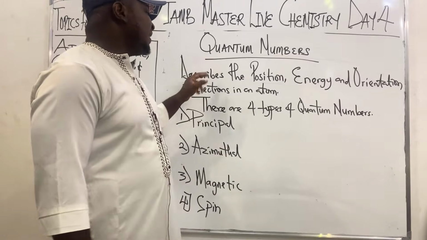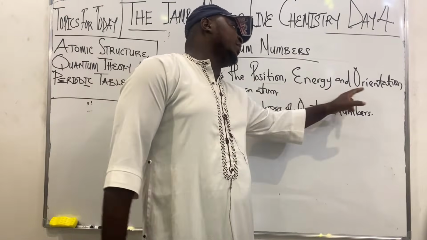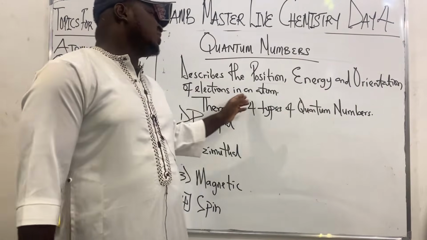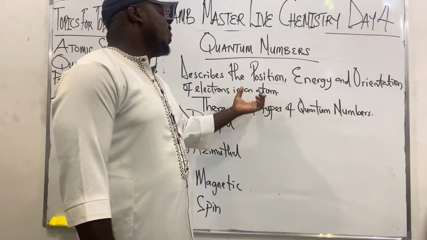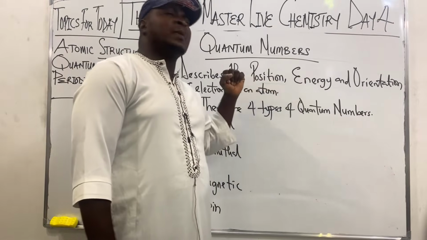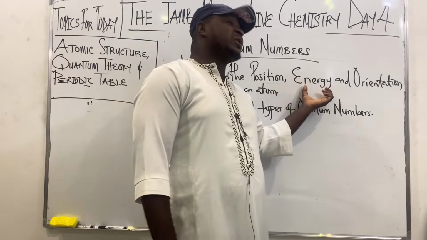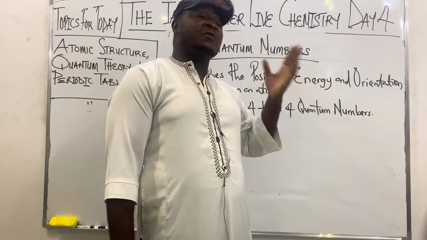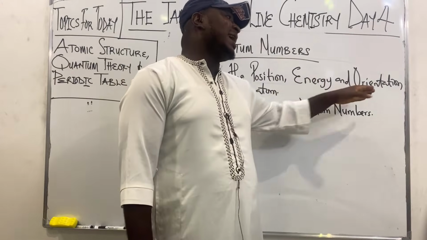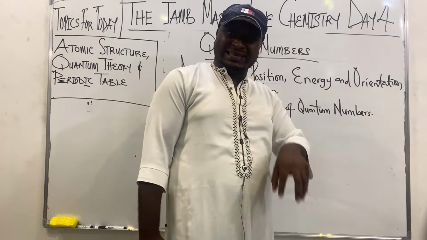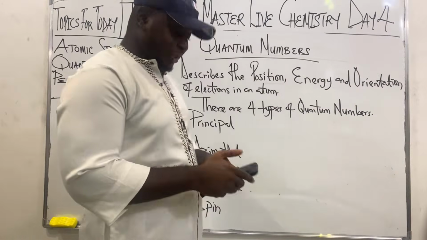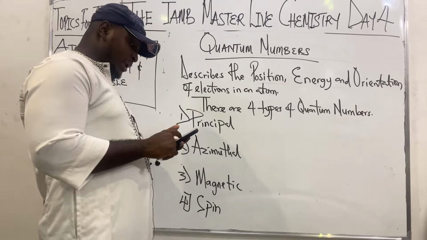Don't forget that the quantum numbers describe the position, energy, and orientation of electrons in an atom. That means where is the position of an electron in an atom? The quantum number is one that tells us. What energy level does it fall under? Is it level 1, level 2, level 3, or level 4? The quantum number helps us. And how is the electron oriented in the shell? The quantum number is one that will tell us.